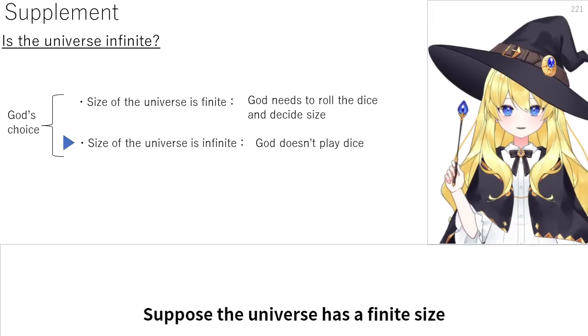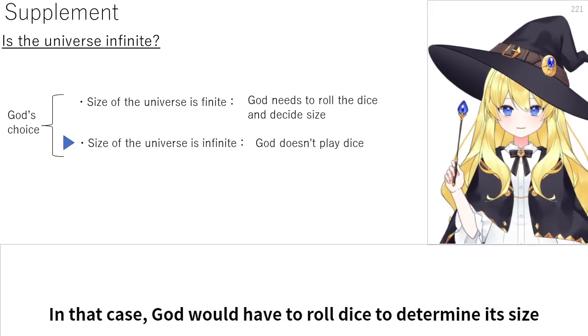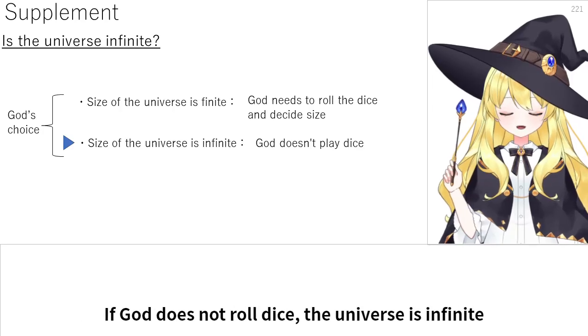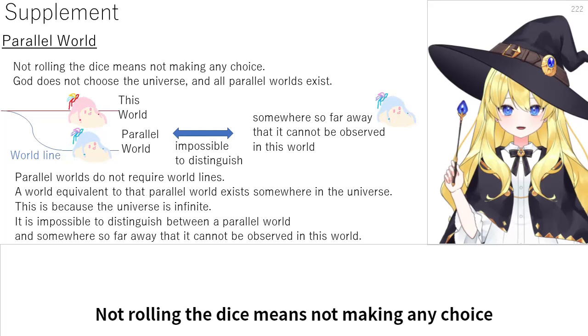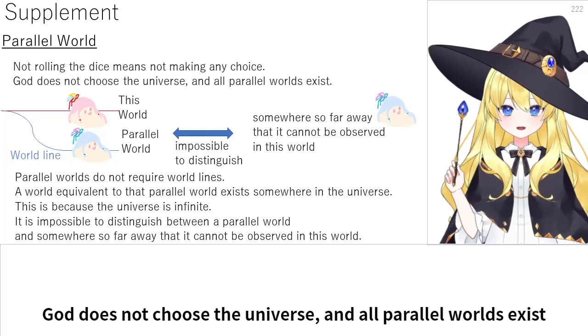Suppose the universe has a finite size. In that case, God would have to roll dice to determine its size. If God does not roll dice, the universe is infinite. Not rolling the dice means not making any choice. God does not choose the universe, and all parallel worlds exist.